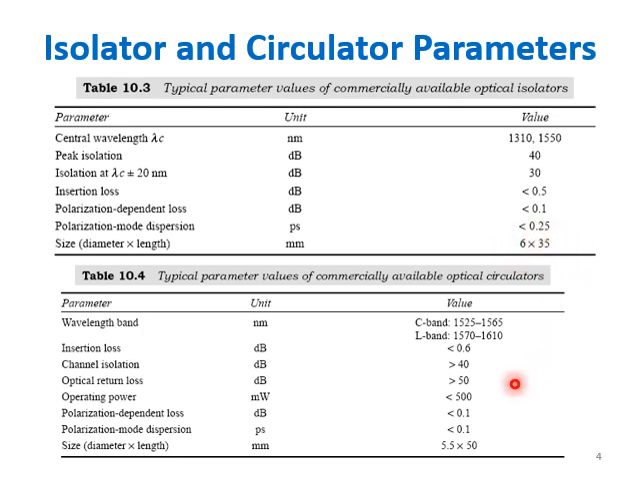In a similar manner, we can also have particular parameters for optical circulators. So you can look at all these tables. You can remember certain values with respect to the isolator and circulator. When a question is asked on optical isolators and circulators, then you can take all these particular points along with the optical circulator and isolators.